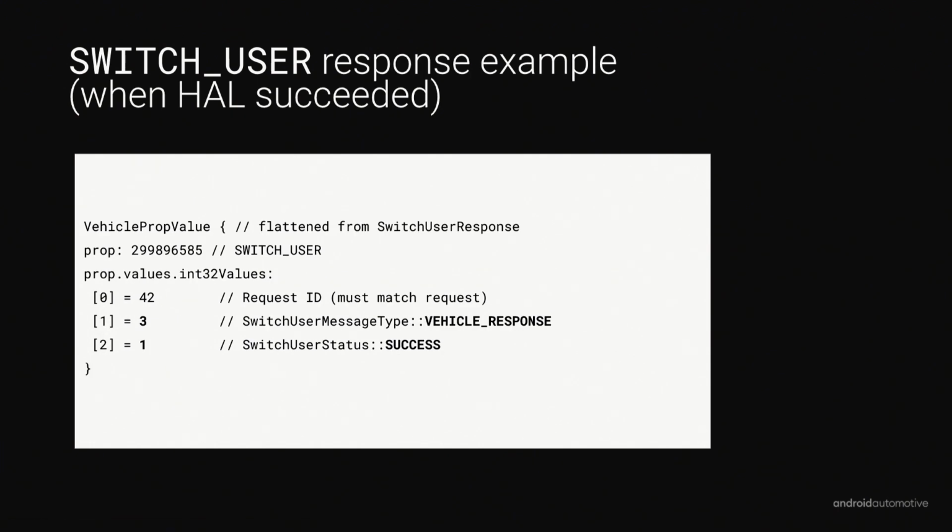Once user HAL got this, let's say they say, okay, it's fine, you can switch that user. So they need to send us a switch user response. They're going to send a property change event using the same request ID. And then they have to tell the type of this message is a vehicle response. And then what's the status, which is success, which value is 1. So the response would have these values 42, 3, and 1.